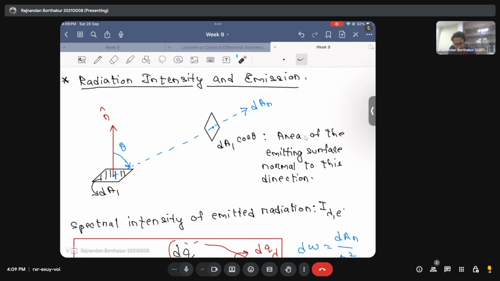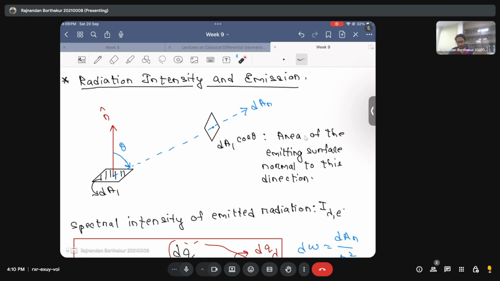You can prove that this DAN is nothing but dA1 times cos theta. That's simple, because if this is theta and this is dA1, then in this direction the area of the emitting surface normal to it is just dA1 times cos theta. You can appreciate that when theta is 0, you basically consider the surface itself. When you move to any arbitrary generic direction, the area associated with that particular normal is nothing but dA1 times cos theta.